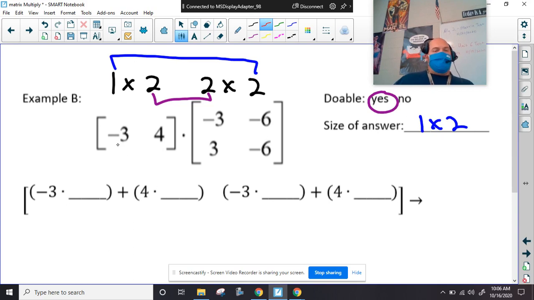All right. What are we going to multiply if this part, this answer right here, is in the first row, first column? What are we going to multiply negative 3 by if this is the first row and this is the first column?